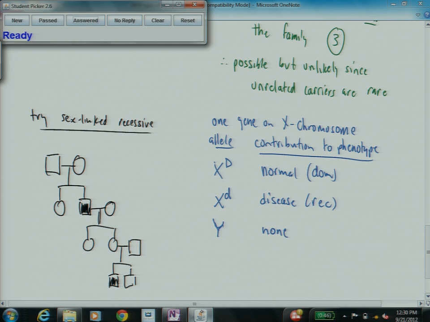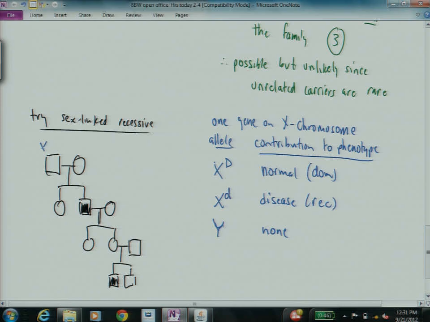Anam. Anam, are you here? Yes. So, anybody you like? The tip-top parents? All right. And what are they? What's the dad? So he's got to be XY. Actually, thank you. So he's XY.